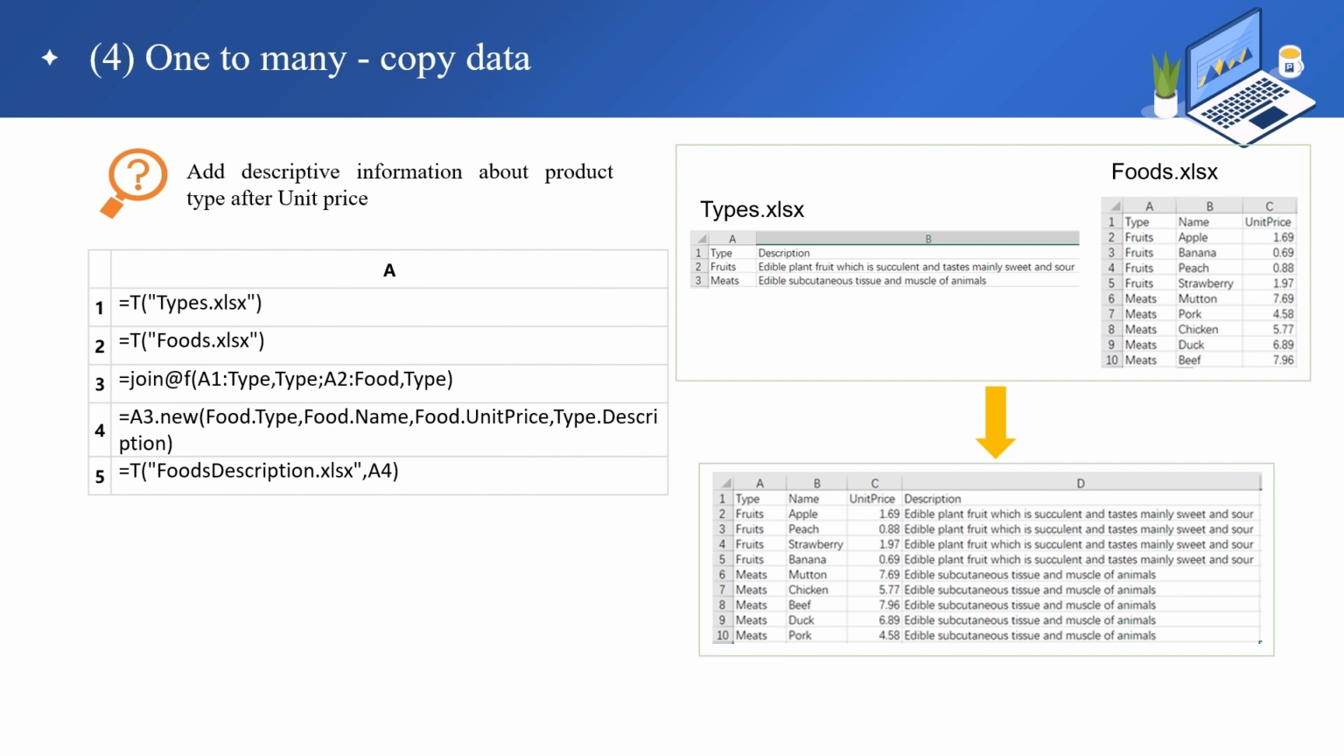This task can be achieved using full join. First, associate the two tables on the values of type field, where join @F represents full join, then use the new function to create a new table sequence and take the required field values.